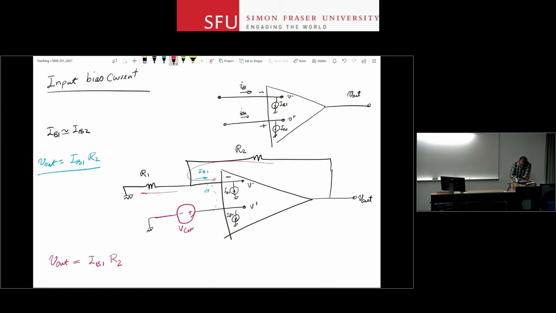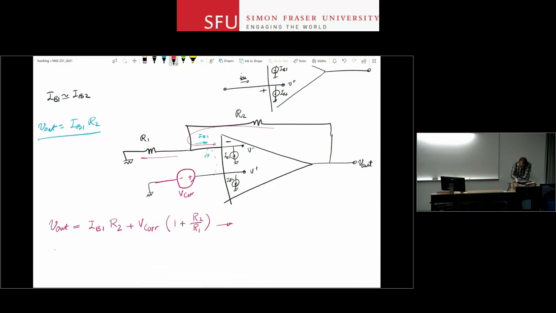But if I apply superposition and apply IB1 first and then V correction second, with V correction applied like this, I will have that much gain for it, right? My goal is to set V out to 0. So I want V out to be 0 when I have not applied any signal to it. So V correction is a signal or voltage source that I want to produce in order to get that output to 0 before the signal comes in.